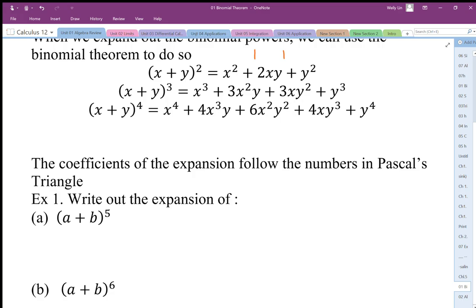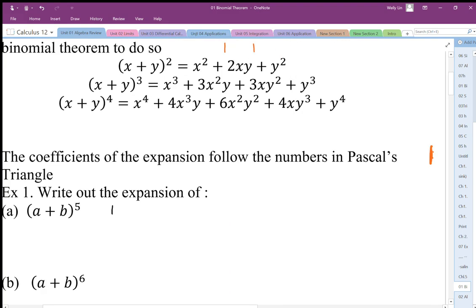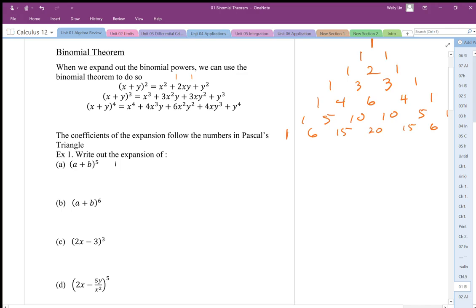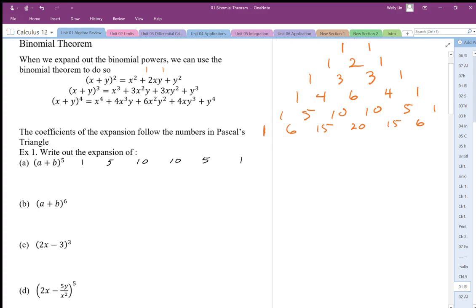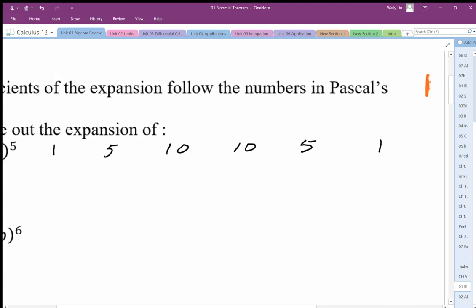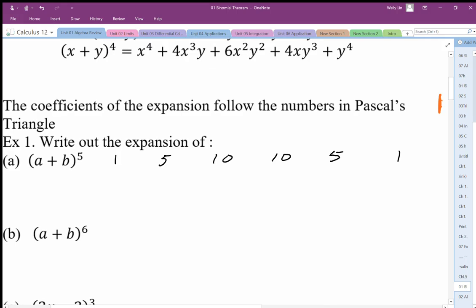And to do this, we just use our 5th row. So I'm just going to go to my 5th row here. My 5th row is 1, 5, 10, 10, 5, 1. So I'm just going to go 1, 5. Let me write this a little closer together. 1, 5, 10, 10, 5, 1. Okay, and this allows me to get my expansion coefficients. And the powers on the power part of this is fairly straightforward.